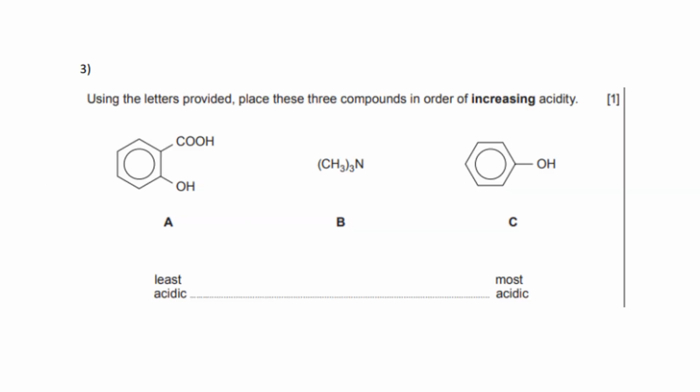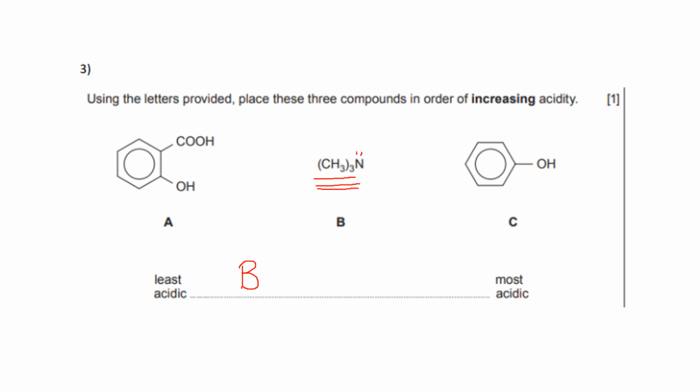Right, you then have a question here where you've got 3 different compounds that you have to rank in order of increasing acidity. So let's go through them. The easiest one to start with, I suppose, is the amine shown here, labelled B. Now an amine has a lone pair of electrons on the nitrogen, which actually makes it a base. So in terms of being acidic, it would be the least acidic because it's actually a base. So B would be the least acidic.